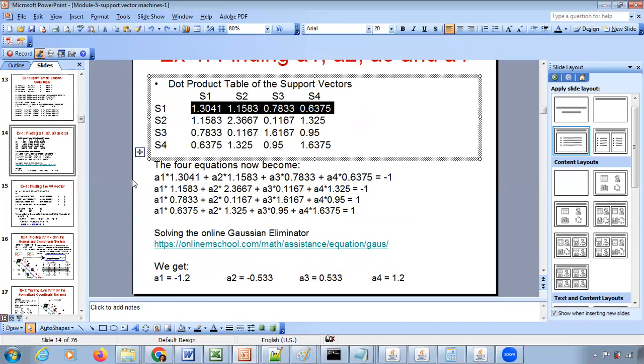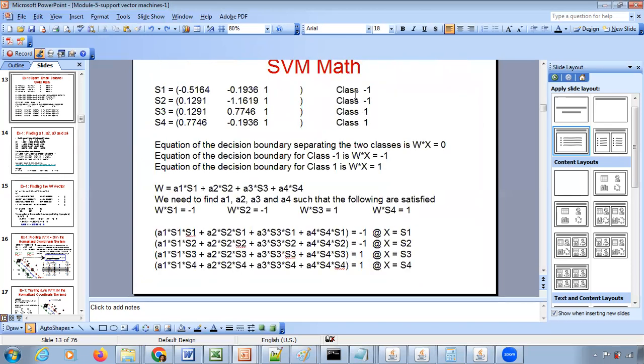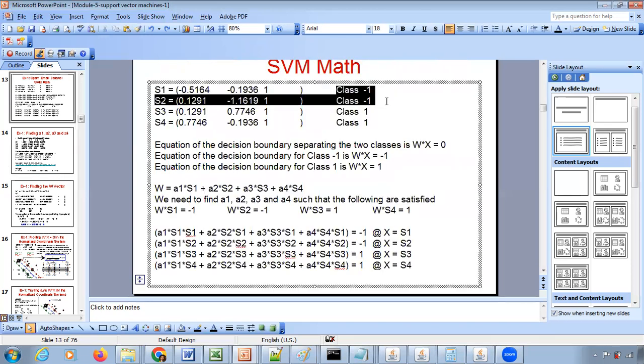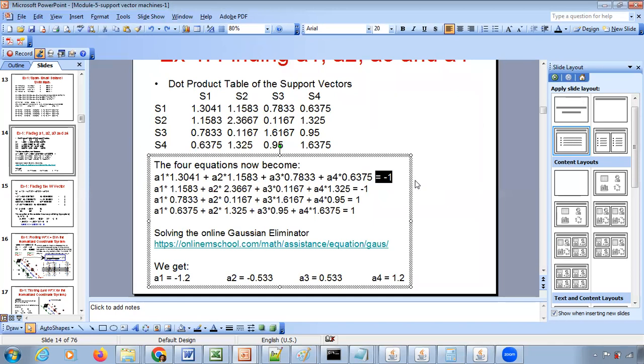So A1 times this 1.30 in the same order, plus A2 times 1.153, plus A3 times 0.7833, because you see this also is S3, plus A4 times 0.6375. Just remember what class this support vector is representing. That's why I keep noting those classes here. So S1 is representing class -1, so this is going to be equal to -1.